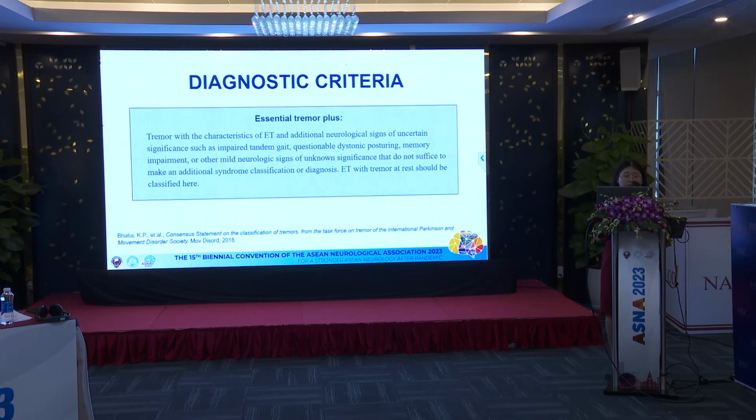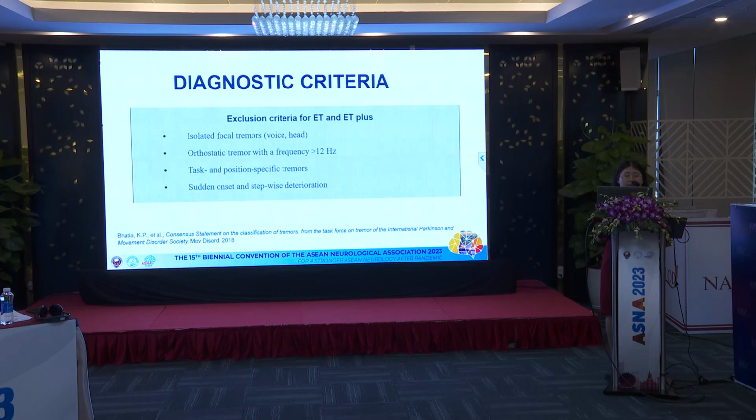The International Parkinson and Movement Disorder Society consensus statement also defines diagnostic criteria for essential tremor plus: tremor with the characteristics of ET and additional neurological signs of uncertain significance, such as impaired tandem gait, questionable dystonic posturing, memory impairment, and other minor neurologic signs. ET with tremor at rest should be classified as ET plus.